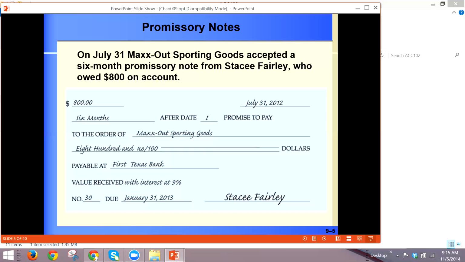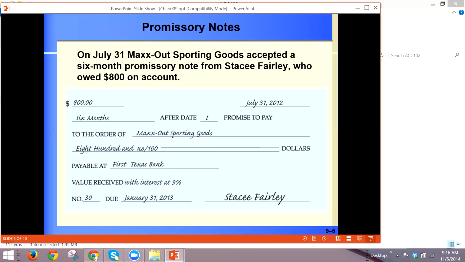So what's a promissory note? A promissory note is a promise. Okay, here we have July 31st, Max Out Sporting Goods accepted a 6-month promissory note from Stacy Fairley, who owed $800 on account. So this person, Stacy, couldn't pay their account. So your accounts receivable has been owed money by Stacy for a while now. So we decided to switch out the account receivable and make a note out of it.